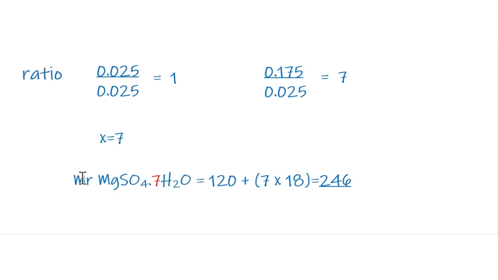So the second part of the question is the formula mass. So the MR of the MgSO4.7H2O is 120, which we've already worked out previously, plus 7 lots of water, 7 18s. Crunch that in your calculator and you get 246.